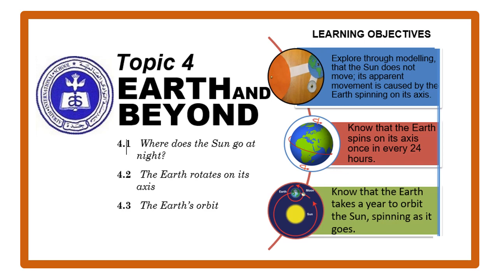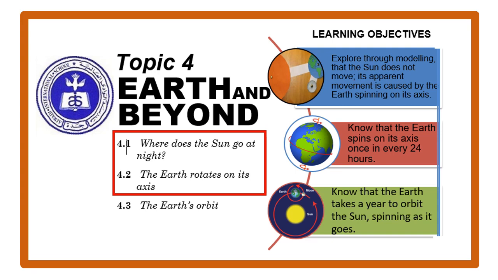At the end of this topic, you are expected to be able to explore through modeling that the sun does not move. Its apparent movement is caused by the Earth spinning on its axis. Know that the Earth spins on its axis once in every 24 hours, and know that the Earth takes a year to orbit the sun, spinning as it goes. For now, I am going to explain about 4.1 and 4.2.